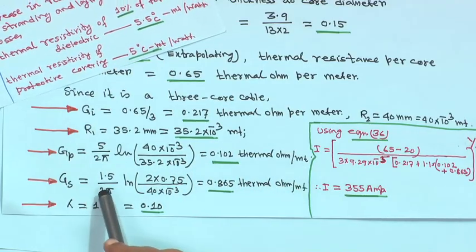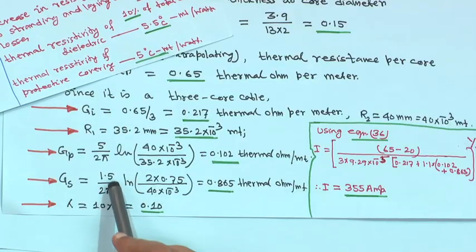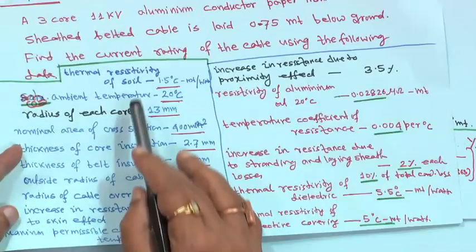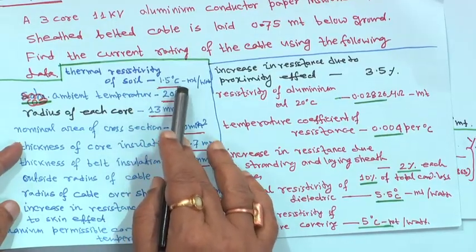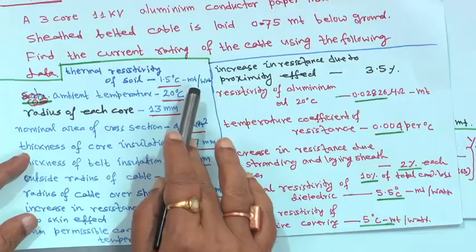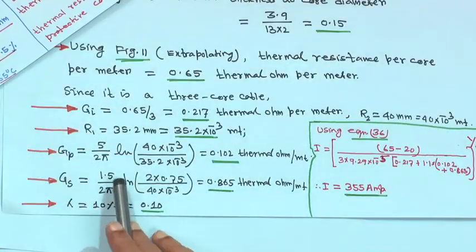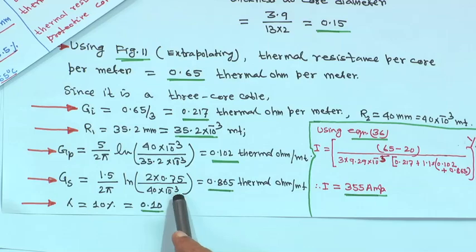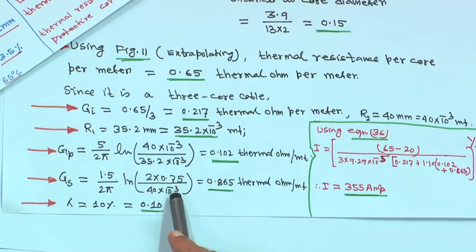Similarly, for Gs, the thermal resistivity of soil is given as 1.5 degree centigrade meter per watt. Therefore, Gs is 1.5 by 2 pi ln of 2 into 0.75 by 40 into 10 to the power minus 3, the same as before.